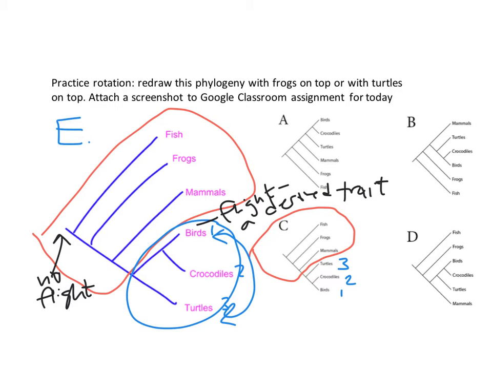What other branches don't have flight, or do have flight up here? So there's one tiny little branch. There's one species of mammal, or several probably, but there are bats. Okay, so we've got bats, we've got birds. Anything else up here? Are there any species we could add up here that fly?